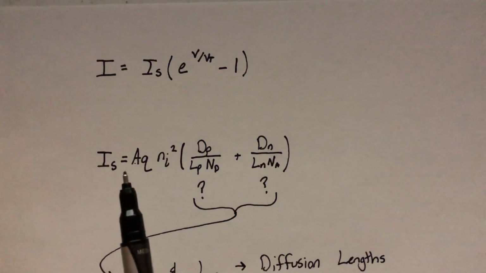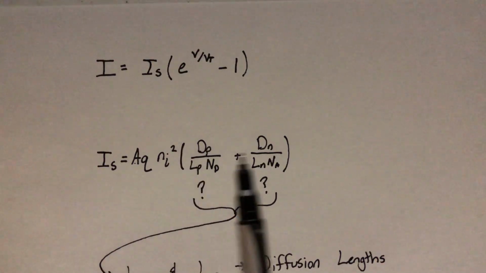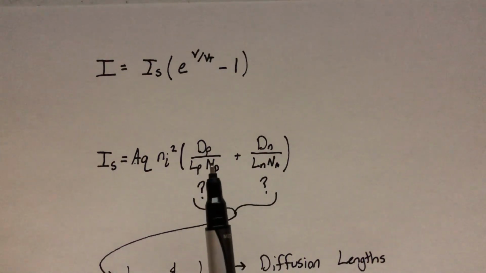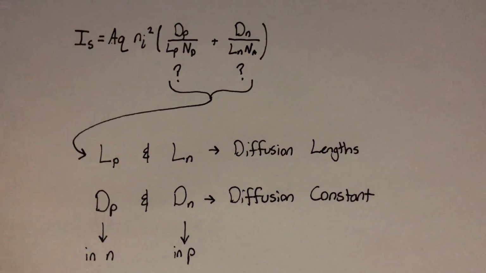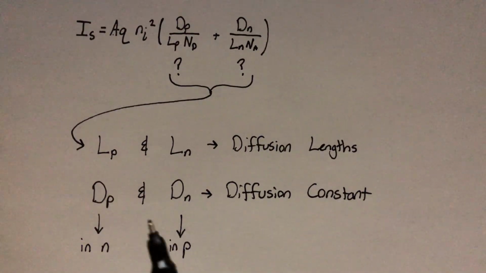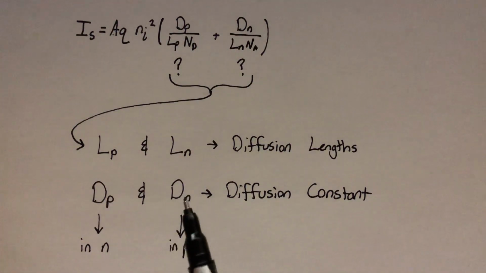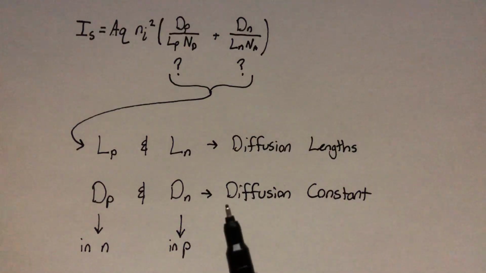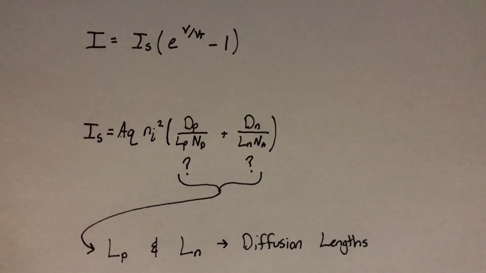Once again, it will more than likely be given to you, multiplied by the charge of an electron times the carrier concentration squared. And if we look here, we have a couple of new faces with this D_p, L_p, D_n, L_n, but we do recognize the N_D and N_A. These L_p and L_n are the diffusion lengths, and these D_p and D_n are the diffusion constants. How well will a hole diffuse in the n side, and how well will an electron diffuse in the p side? These are just characteristics, given by either your dopant or the material that you are doping, and they will be given, making this another plug and chug type of equation.